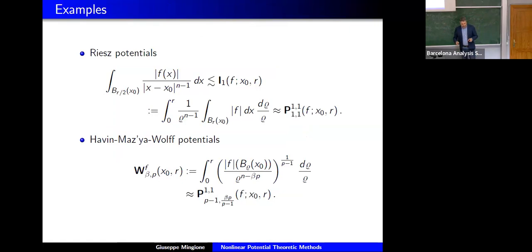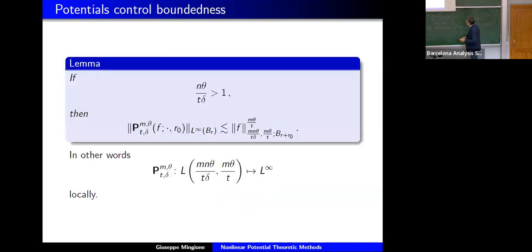In all the other cases, you get a larger family of potentials, and these are the ones used to prove this fully nonlinear result, for instance. So we just enlarge the set of parameters. Okay, it's again what it is.